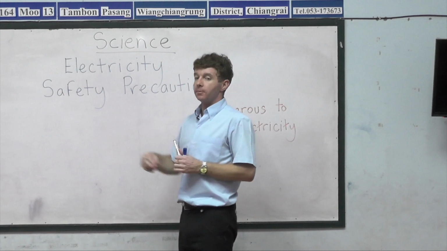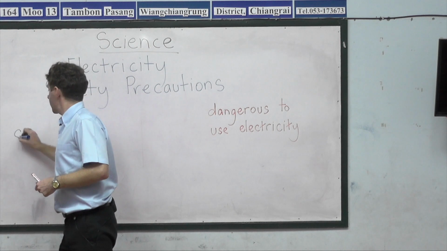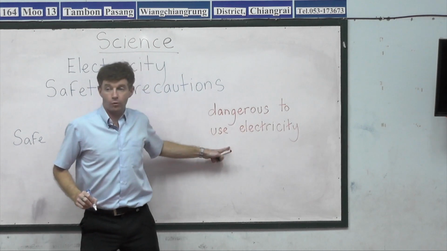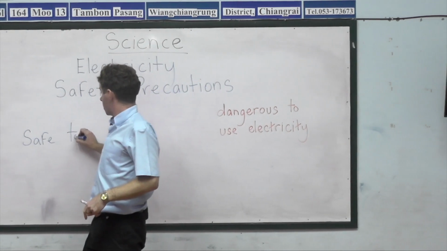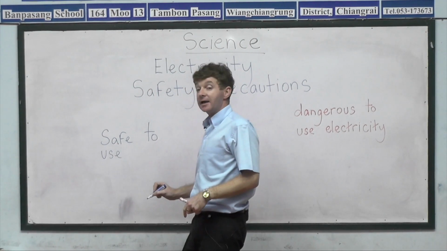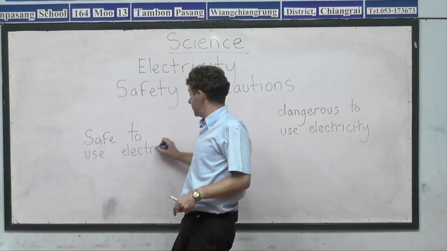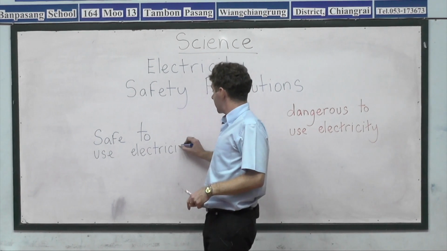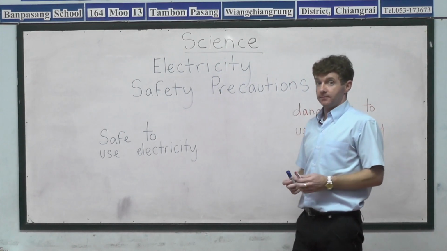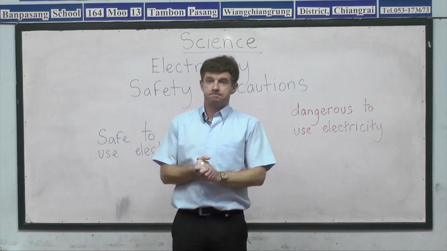What's the next column going to be? What's the opposite of dangerous? Safe. How do we spell? S-A-F-E. To: T-O. Use: U-S-E. Electricity: E-L-E-C-T-R-I-C-I-T-Y. Safe to use electricity. Dangerous to use electricity.